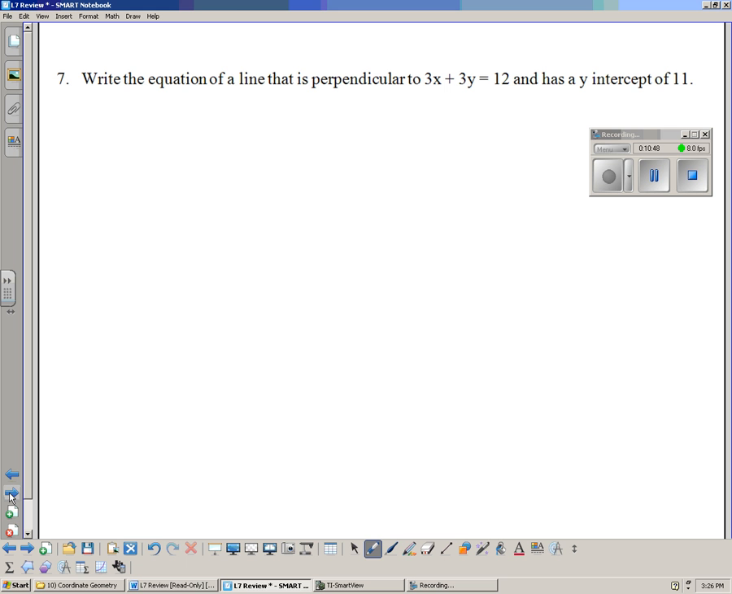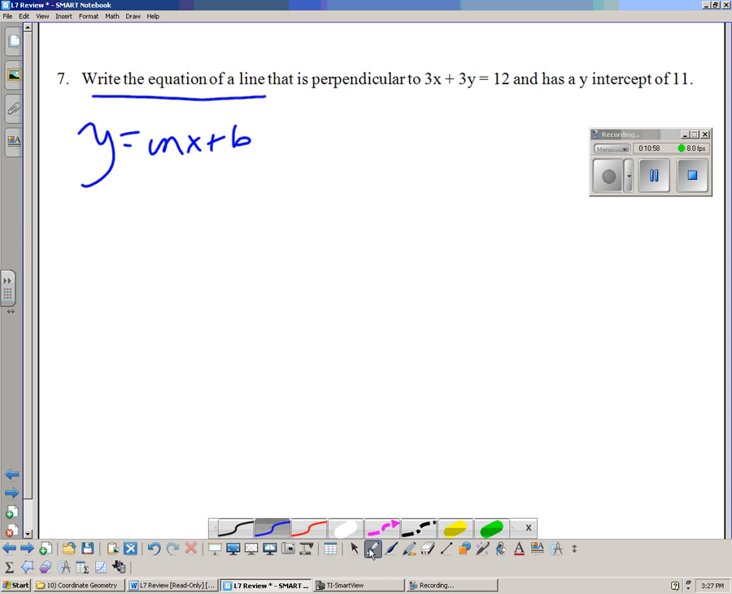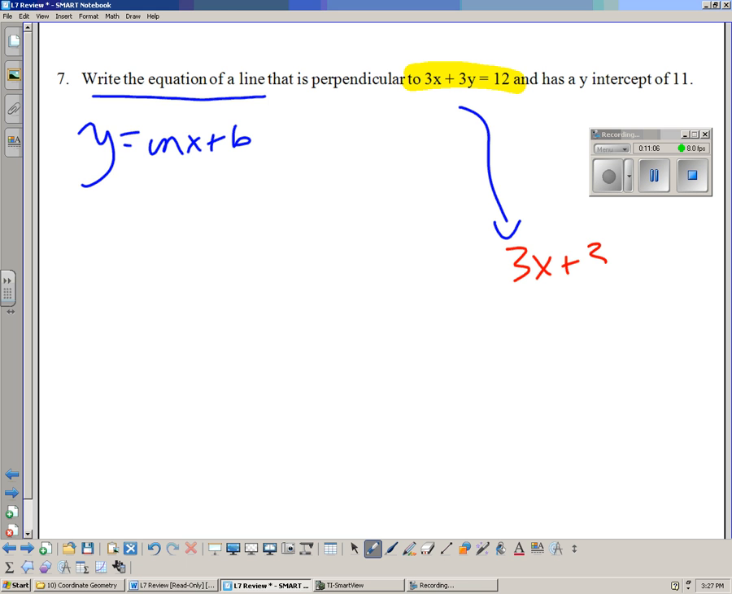Next question, number 7. Write the equation of the line. Oh boy, again, once we see these words, y equals mx plus b is what we're thinking. That's perpendicular to this line with a y-intercept of 11. So again, we have to solve it for y.